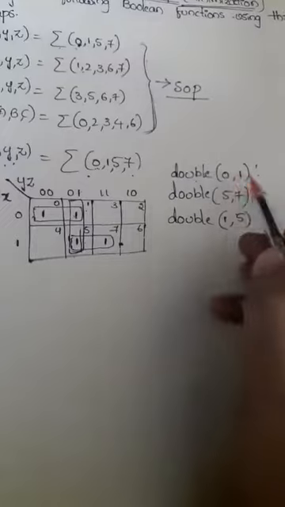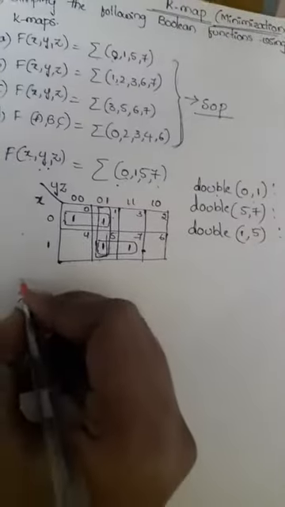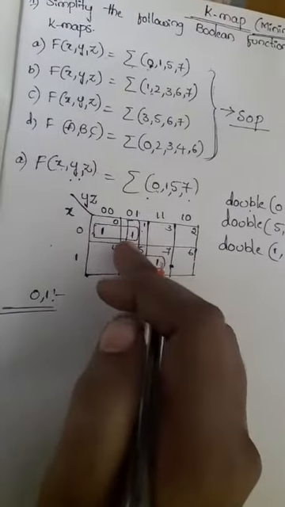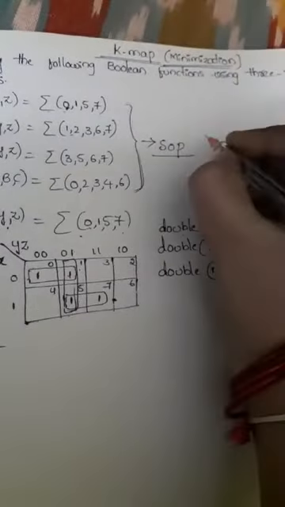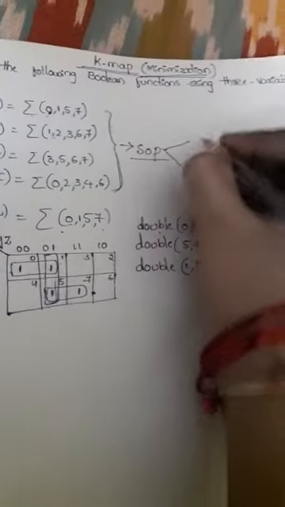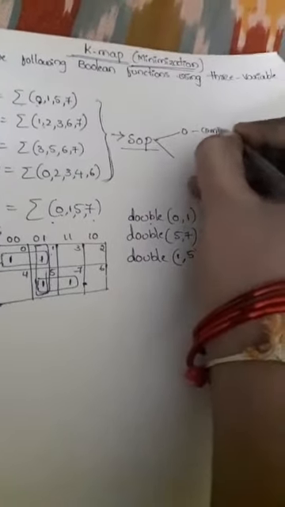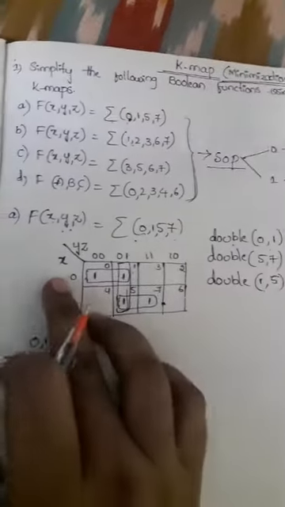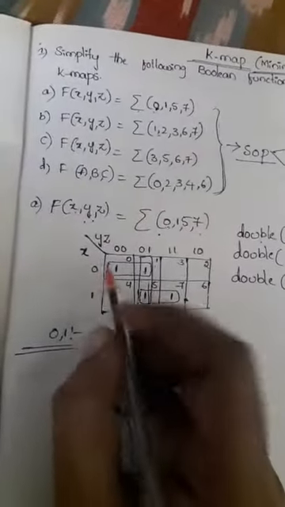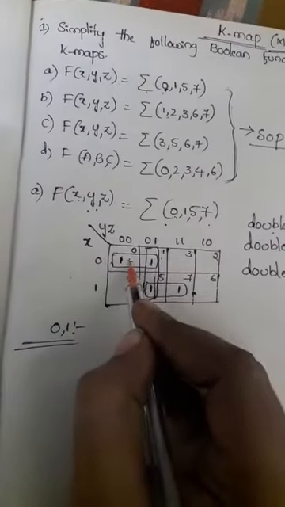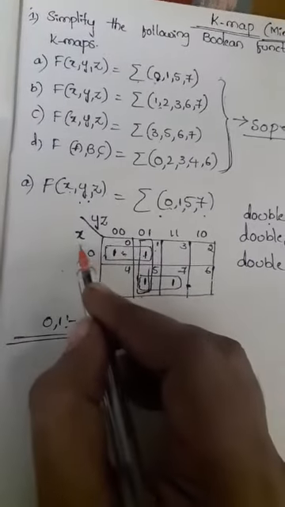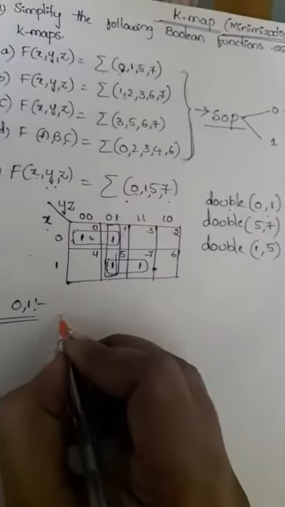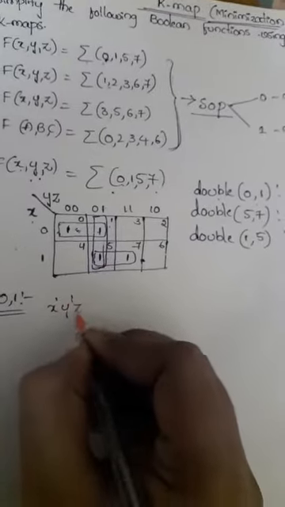So I can take the first double, that is the 0, 1 group. What are the possibilities we are getting? Just check it. Already we know for SOP we have to take 0 as complement and 1 as normal, right? So for the 0 cell, the possibility is x is 0, y z is 0, 0. That means x complement, y complement, z complement.